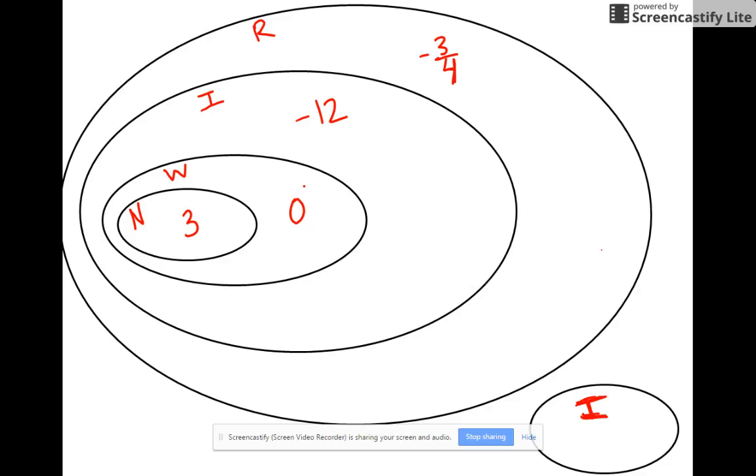This was a very quick representation of the real number system, kind of gave us a little tutorial of it. Please let me know what you guys think. Thanks.